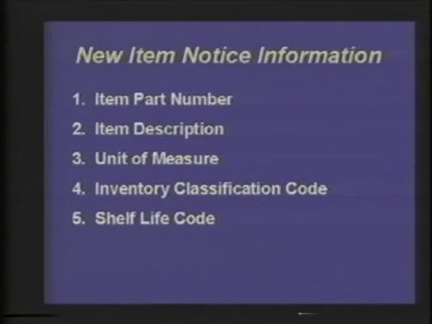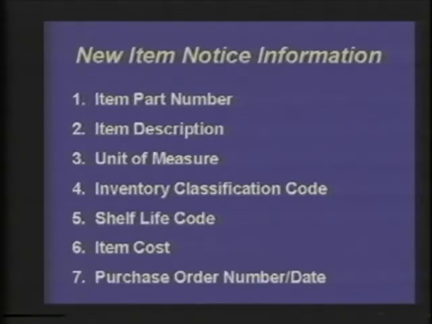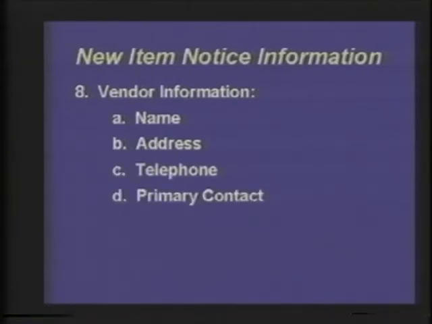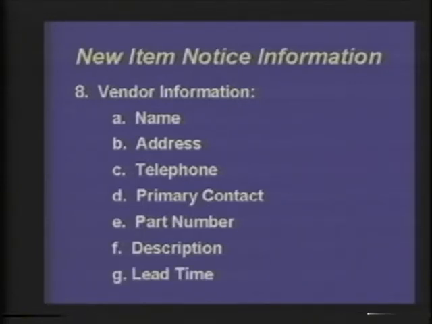I said both. I meant all 3 of those particular planning activities will support the shelf life code. We have the item cost. We have the purchase order number and date indicated by 7. And then we have the vendor information under 8, which is the name and the address and the telephone number and the primary contact, the vendor part number, the description, and the vendor lead time. All of the information on 8 would be an integral part of the purchasing record.